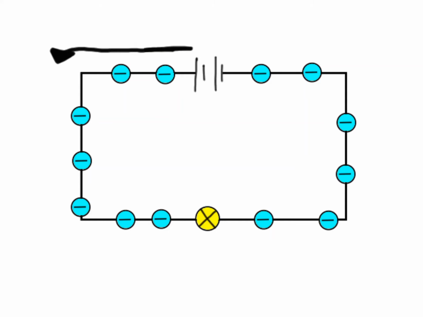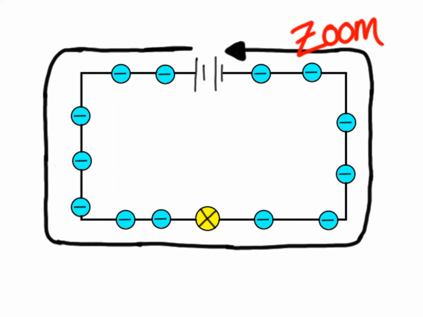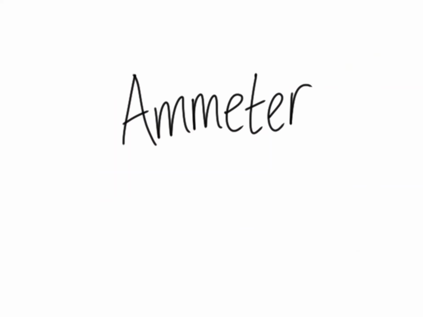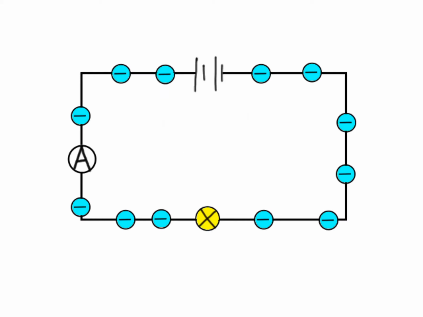Current describes how the electrons, or charge, move around a circuit. The faster the movement of electrons, the higher the current. We can measure the current with a device called an ammeter, circuit symbol A. An ammeter fits into the circuit like so. This allows all the electrons in the circuit to flow through the ammeter, giving an accurate reading.